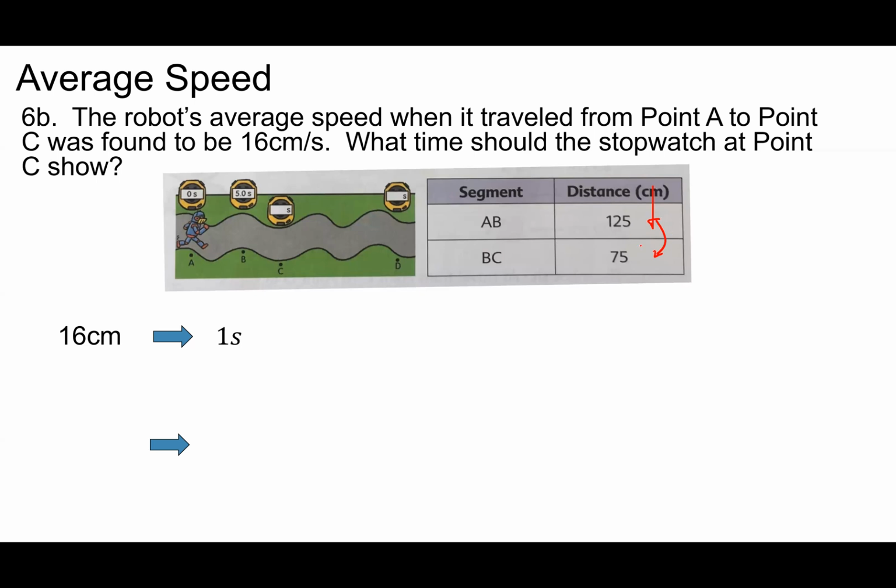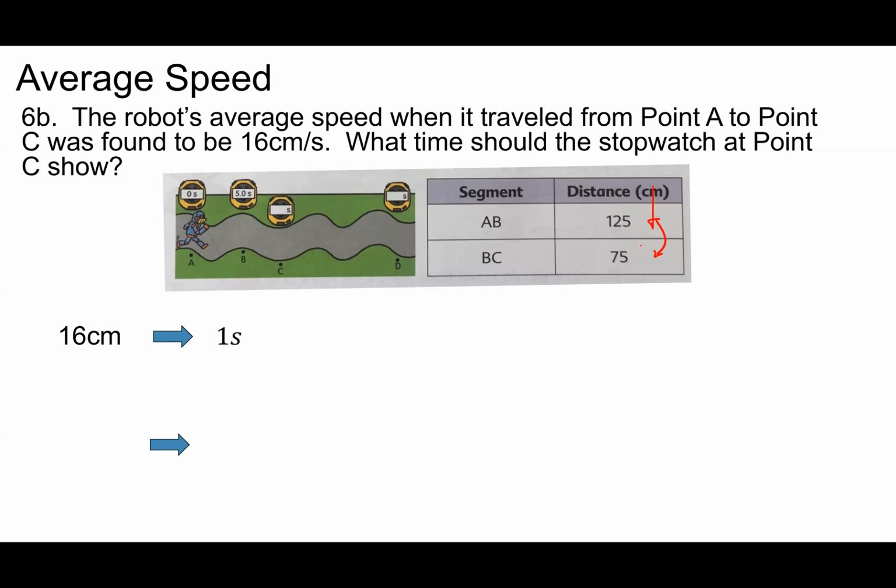Okay, so what is 125 plus 75 together? 200. Okay, so he walks 200 centimeters. That's not very far, is it? No, it's like 2 meters. This robot's taken a long time to walk from A to C. Okay, so we need to go from 16 to 200.